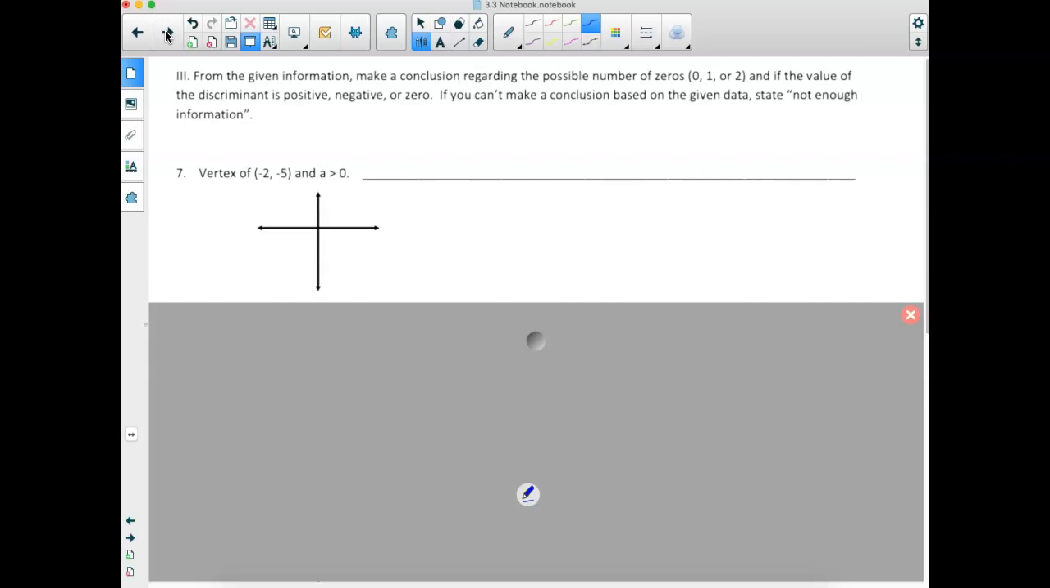Thinking, okay, well, if I had a vertex at (-2, -5), that's 1, 2, 1, 2, 3, 4, 5. Here's my vertex. And if a is greater than 0, that means I'm concave up. Then how many zeros will I have? I will have 2 zeros. Well, what does that mean? What conclusion can I make on the discriminant? Is it going to be positive, negative, 0? Well, that means b squared minus 4ac, if I had 2 zeros, has to be a positive number. It's got to be positive, okay?